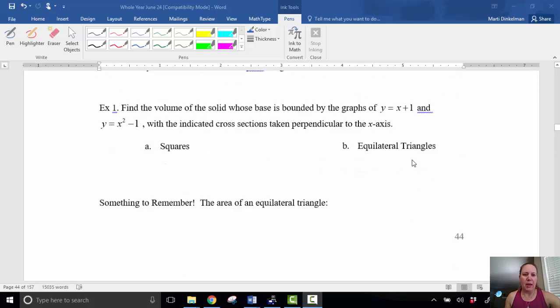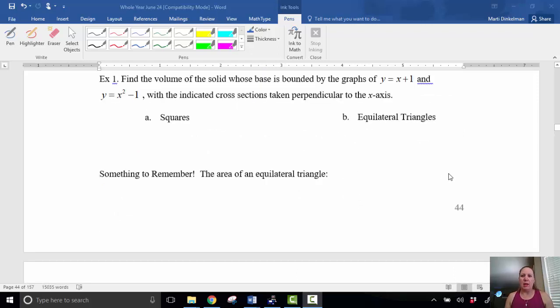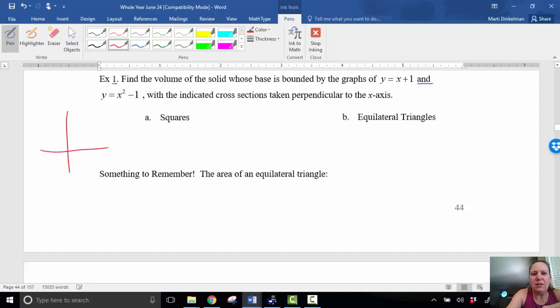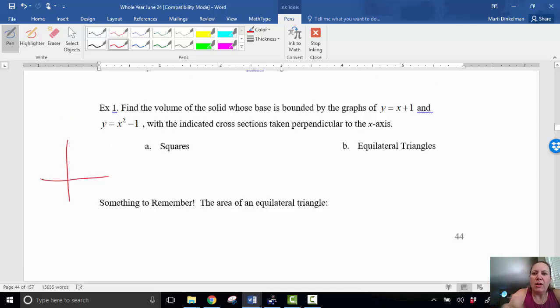So let's talk about what happens with these two. So we have squares and we have equilateral triangles popping up out of this shape. So let's draw a little picture first. Again, sometimes this is just for my own benefit. If you don't need the picture, that's fine. So we're going to have x plus 1, and I'm just going to kind of eyeball that a little bit. Okay, x plus 1, x squared minus 1, so down here, something like this.